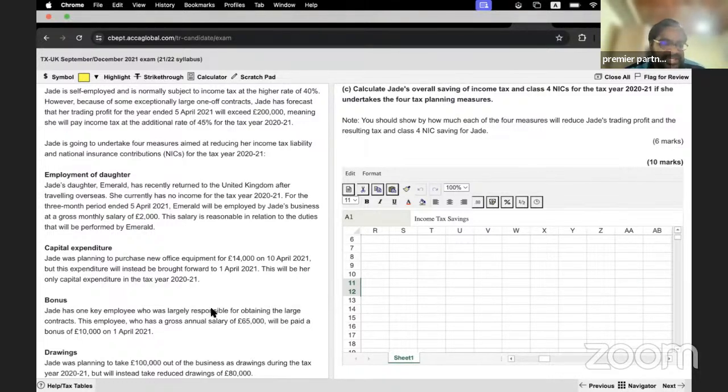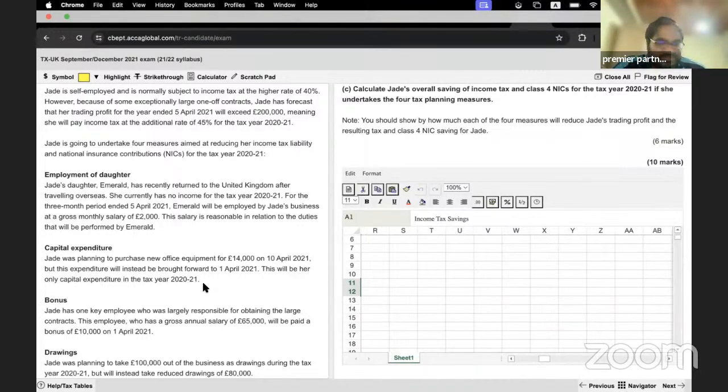Bonus: Jade has one key employee who was largely responsible for obtaining the large contracts. This employee has a gross annual salary of £65,000 and will be paid a bonus of £10,000 on 1st April. That means during the tax year, she is planning to pay a bonus to this particular employee.